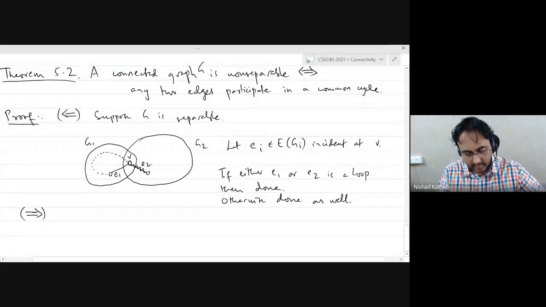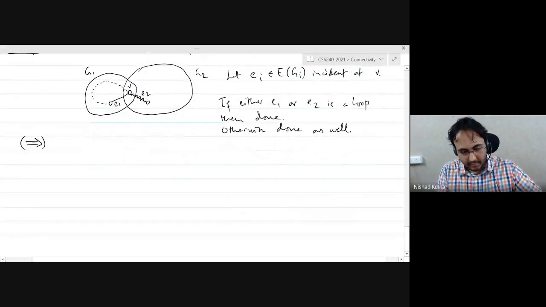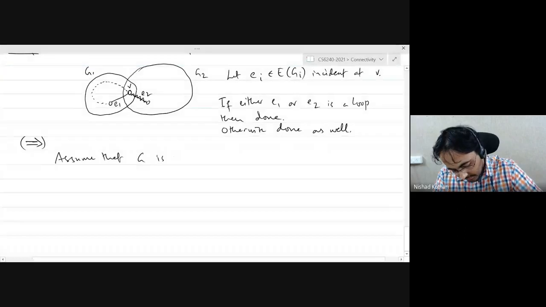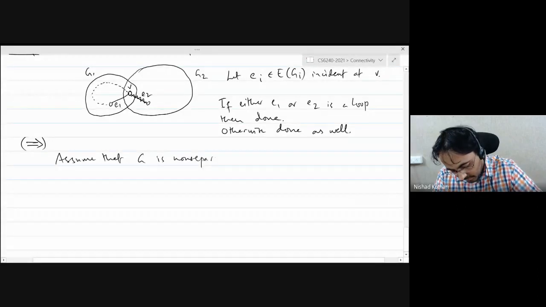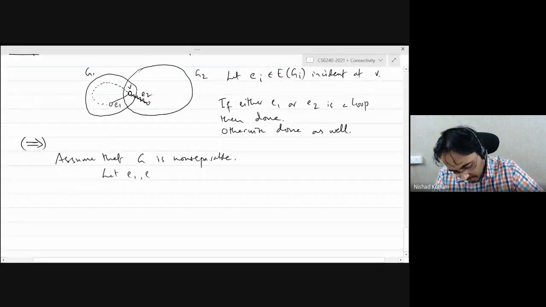So let's prove the other direction. Now we are assuming that the graph is non-separable, and we want to prove that any two edges participate in a common cycle. Assume that G is non-separable, and let E1 and E2 be any two edges of the graph.